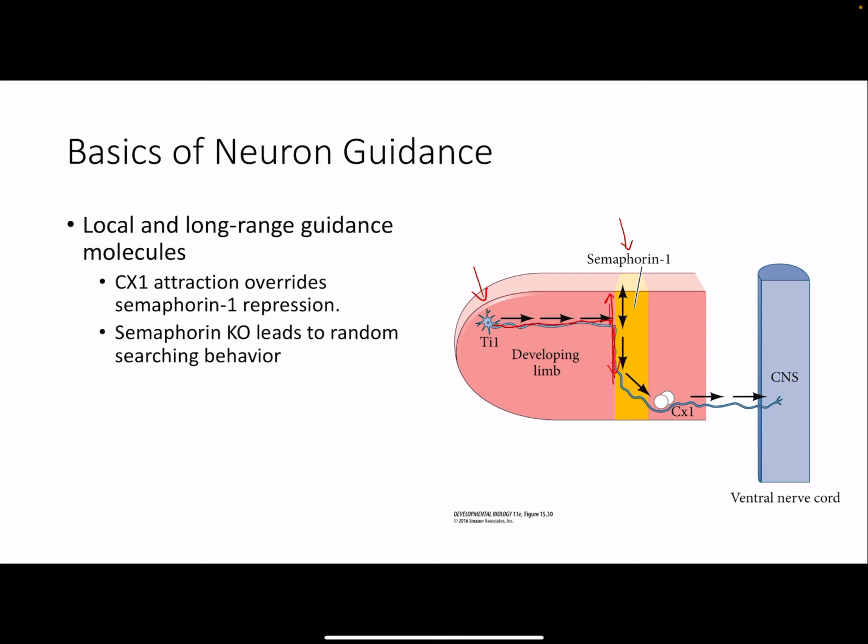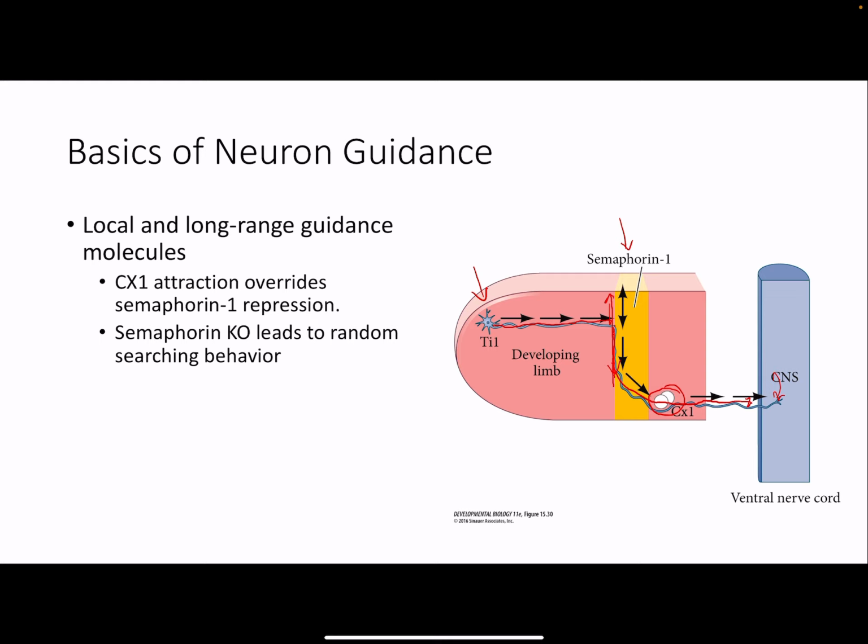Now it will travel until it starts to reach a gradient of CX1. So CX1 is a diffusible attractant that actually overrides semaphorin 1 expression. So as we travel down here, that CX1 becomes way too appealing. And so it's going to move over and finally cross semaphorin 1. And then it can attach into the ventral nerve cord, the ventral side. So the idea is that we set up this boundary. However, at one point in time, something becomes more attractive, allowing that axon to cross.